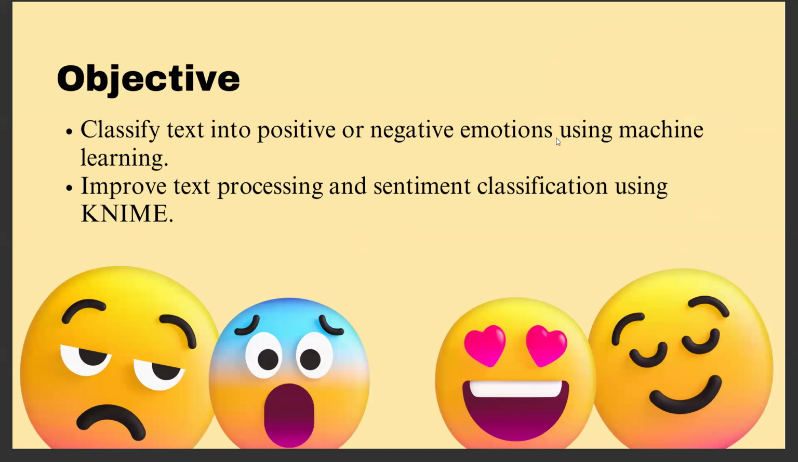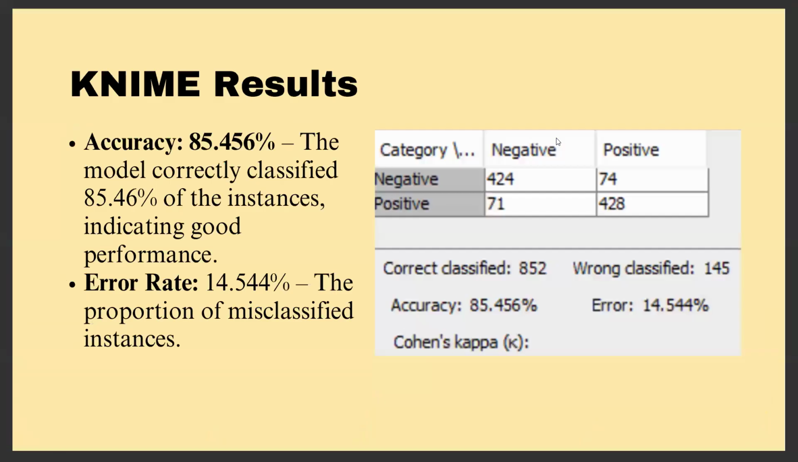The primary goal of this project is to classify text into positive or negative emotions using machine learning techniques. Emotion classification is widely used in applications such as social media monitoring, sentiment analysis for businesses, and customer feedback evaluation. To achieve this, we have used the KNIME Analytics platform, which is a powerful no-code, low-code tool for data science and machine learning. It has allowed us to pre-process textual data, extract meaningful features, train and evaluate a machine learning model. Now let's take a look at the actual implementation.